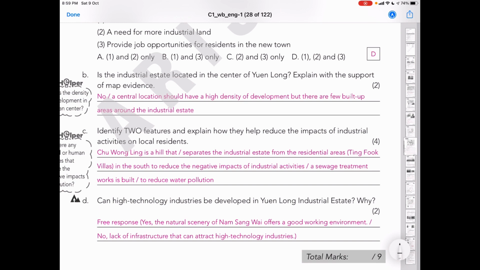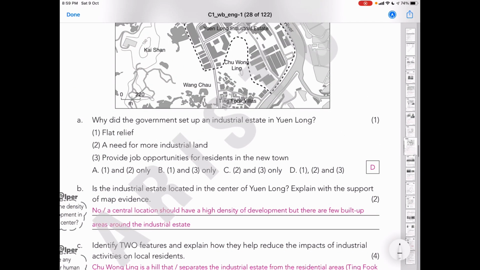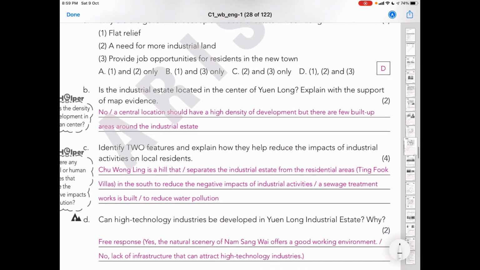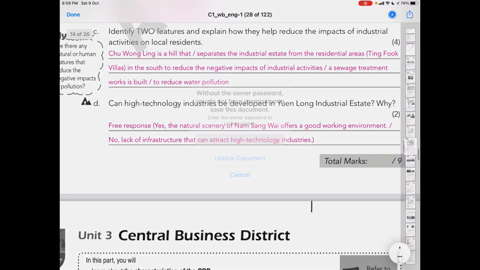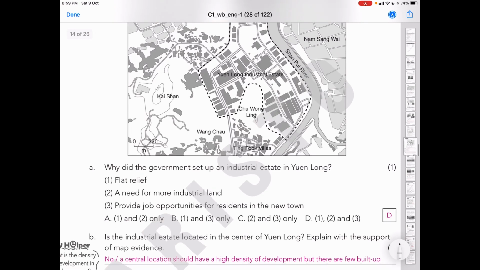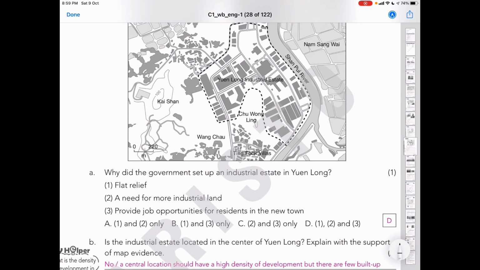But how about no for the negative side? Because there is a lack of infrastructure that can attract high-tech industry. Okay, because low MTR, low any kinds of highways which can reach there directly. So I don't really think it's a good idea to set up the high-tech industry there as well. Okay, so that's the going through of the answer for the workbook.